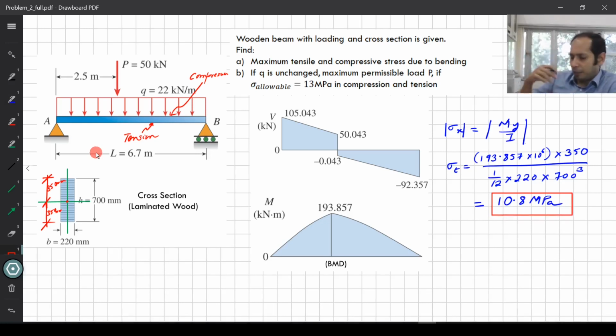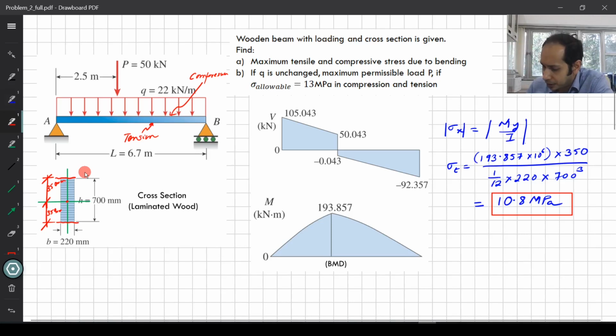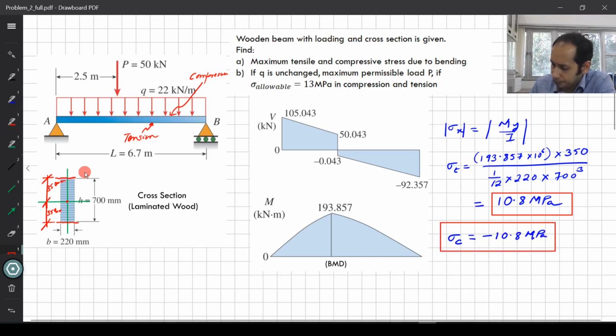Now similarly, the compressive stress acts on top over here. The tensile stress we calculated was the maximum tensile stress along this fiber, and the maximum compressive will be on the top fiber. It will be equal in magnitude because the distance is the same and the I is the same, it's just going to be opposite in sign. So you can directly write, or if you want to calculate, you're welcome to. It will be minus 10.8 MPa. So that solves part A of the problem.